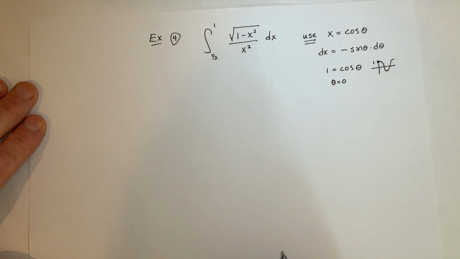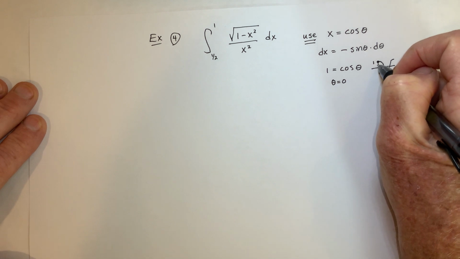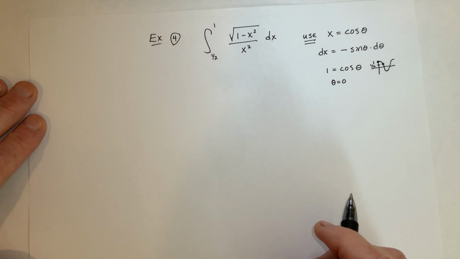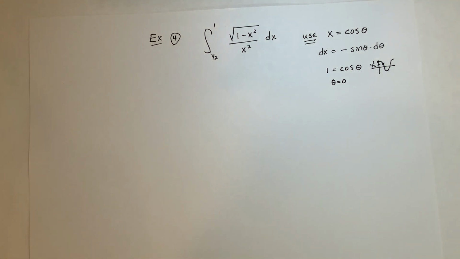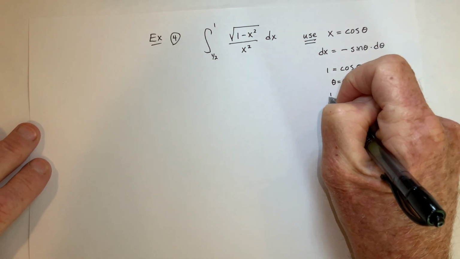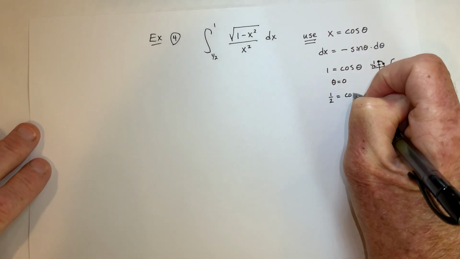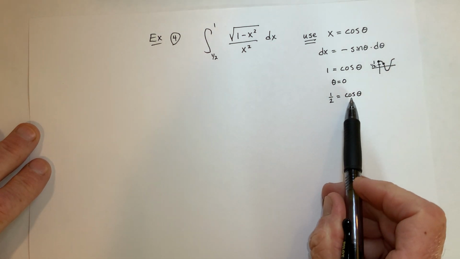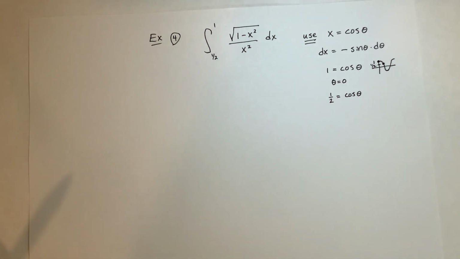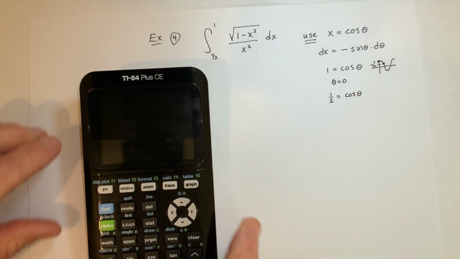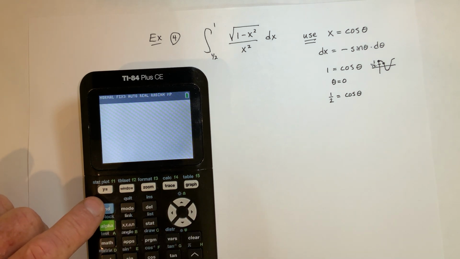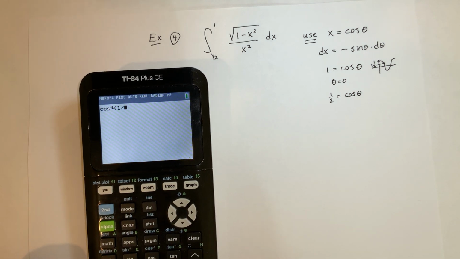Then when does it equal a half? So a half would be right here. That would be right there. So just by looking at the graph, I'm not sure what it is. I forgot to write it down. 1/2 equals cosine of theta, and I can't tell by just looking at the graph. So then I just need to take cosine inverse of a half. So what is cosine inverse of a half?